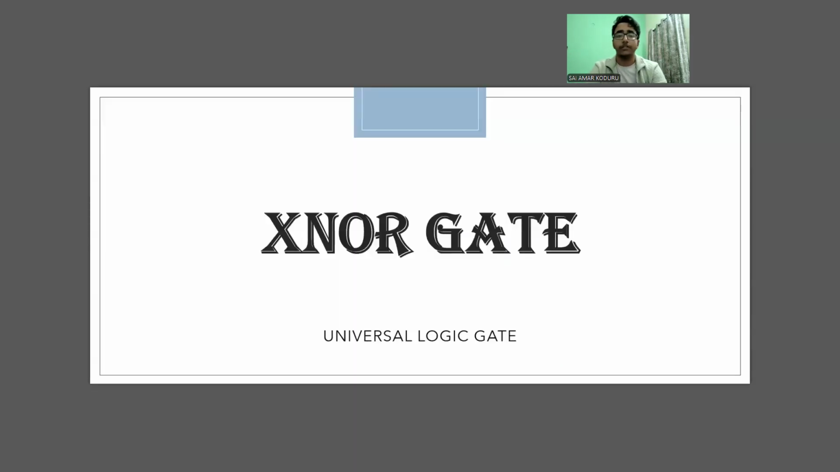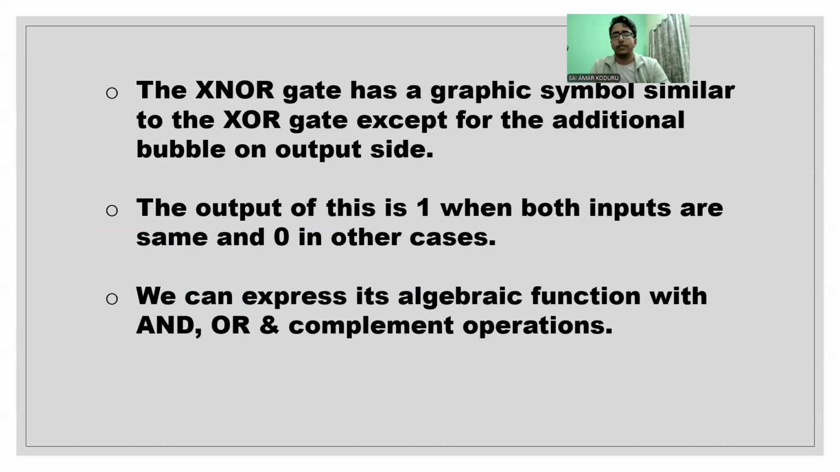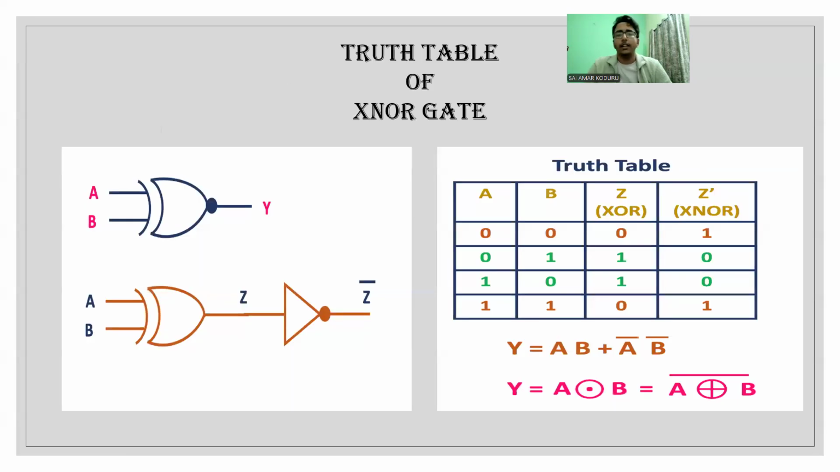Now let's move on to the XNOR gate. It is also pretty similar to the XOR gate in terms of graphic symbol, except for the additional bubble on the output side, which means the NOT, the complement of XOR. The output of this is 1 when both inputs are the same and 0 in other cases. We can express its algebraic function with AND, OR, and complement operations. Let's observe the truth table and the circuit diagram of the XNOR gate.